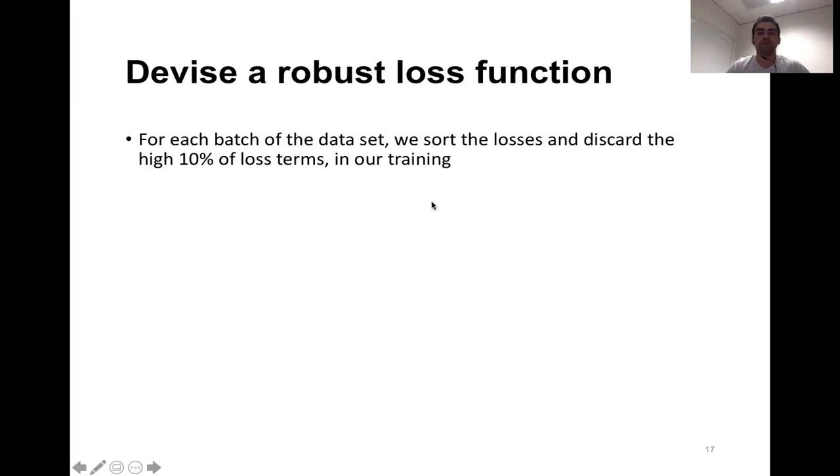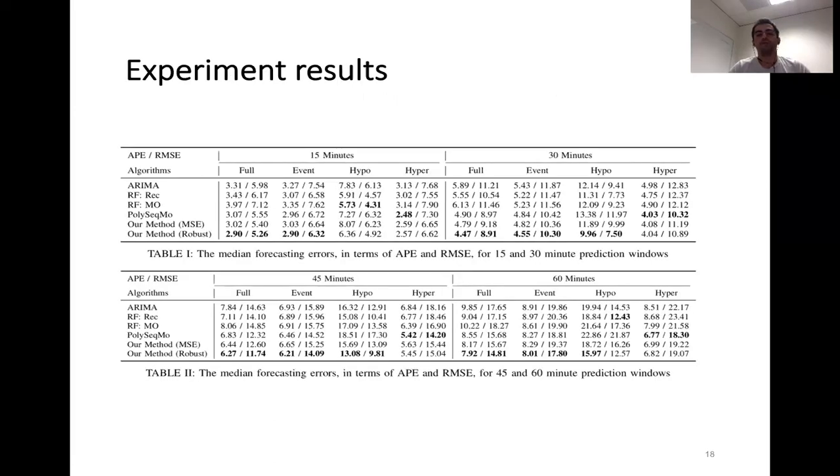And on this page, we presented our experimental results. We compared with the state-of-the-art method. We also compared with random forest and another model. And as you can see, in most cases, we got better results both in terms of absolute percentage error and root mean square error for 15 minute, 30 minute, 45 minute, and 60 minute window intervals.